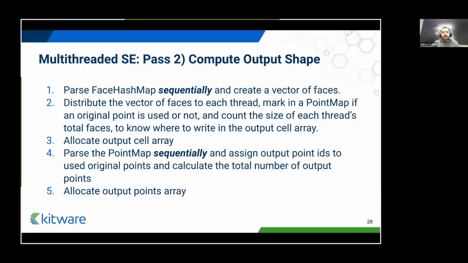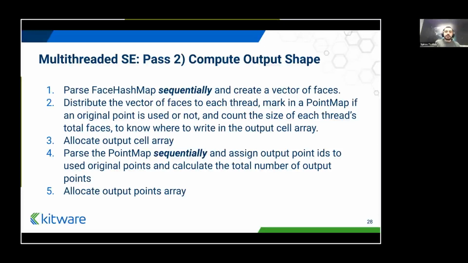So once we have our face hash map with the list of faces, we parse sequentially and create a vector of faces. So that's basically our output faces. And then we distribute those faces to each thread so that we can later write into the output. We mark them in a point map. The point map basically is used so we can avoid having additional points in the output and only have what is actually used in the output.